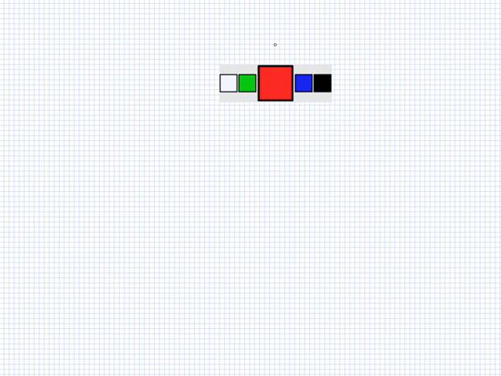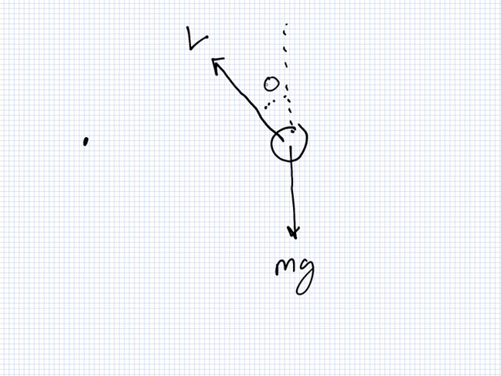Number 3 now. And that's the picture for number 3. So what you have in the picture is an airplane going around in a circle. So I'll just draw it again here. So you have the plane, and here's the center of the circle, and what they're saying is there's a weight of mg, and there's a lift force of L, and the angle here is theta.